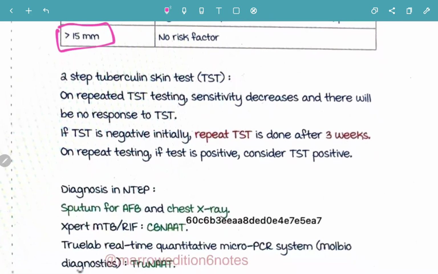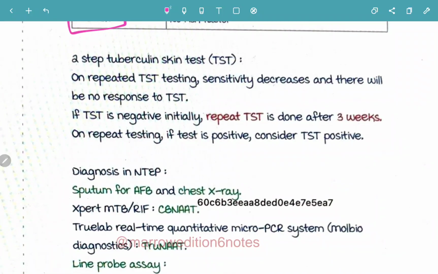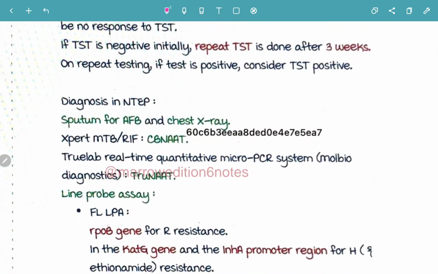Okay. So 2-step tuberculin skin test. On repeated tuberculin skin testing, sensitivity decreases and there will be no response to the tuberculin skin test. And if the tuberculin skin test is initially negative, you need to repeat this test after 3 weeks. On repeat testing, if the test is positive, consider tuberculin skin test positive. This is not very important.